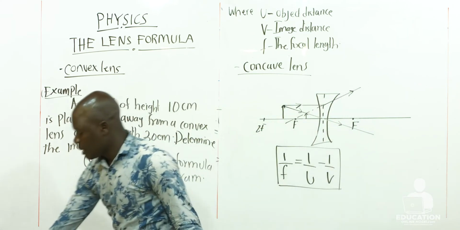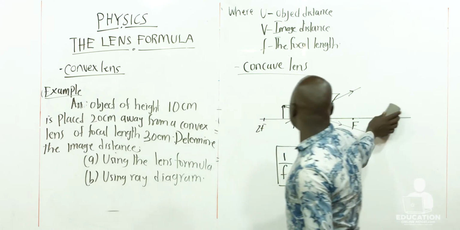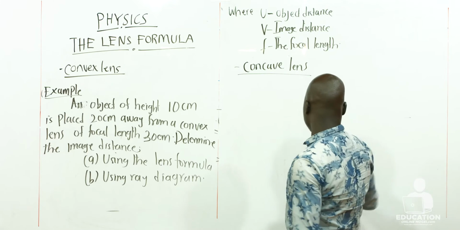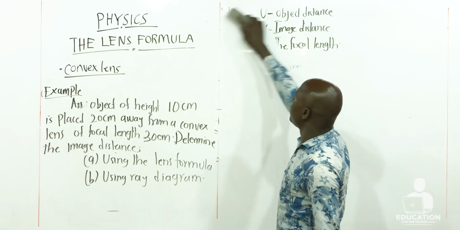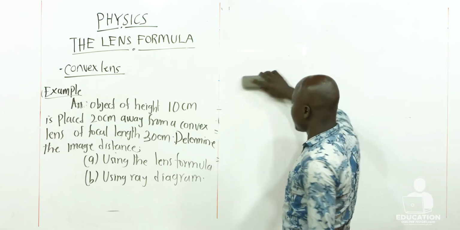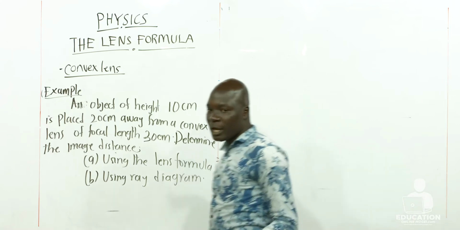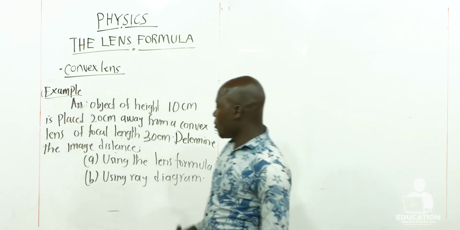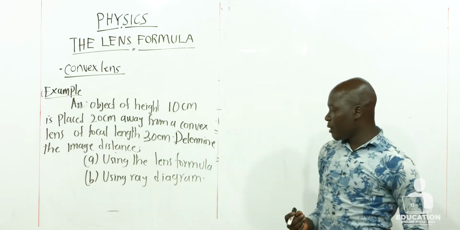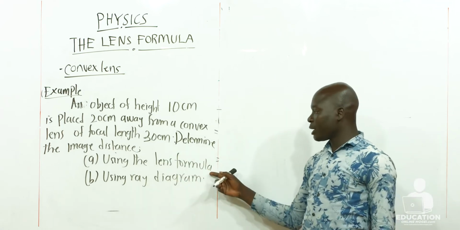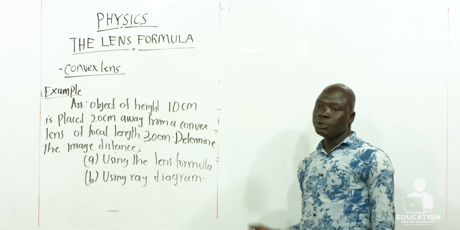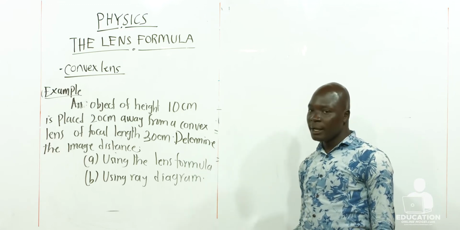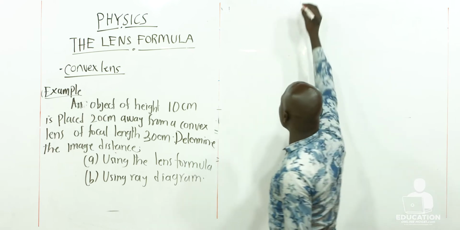So dear learners, let's see how we can determine the distance of the image. 1, we are asked to determine it using the lens formula, and 2, using the ray diagram. Before we answer this question, you have to keep in mind that the answer you get when you use the lens formula should be the same as the one you get when you use the ray diagram. So now, solution.